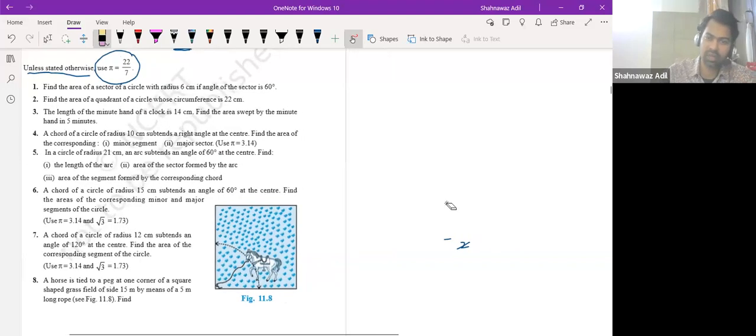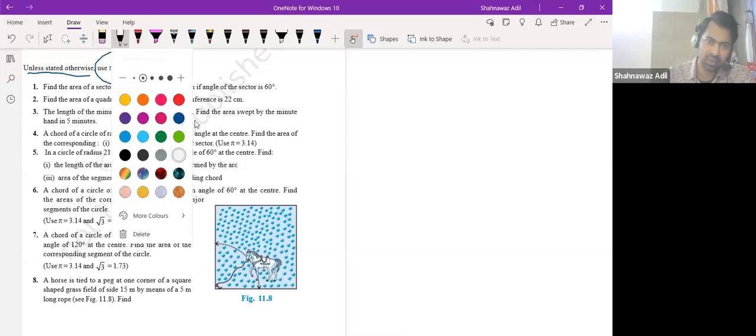Okay, so we have to remember what part we have to remove or what part we have to add. This is the only thing that we have to figure out in this chapter. So the fourth question is what?